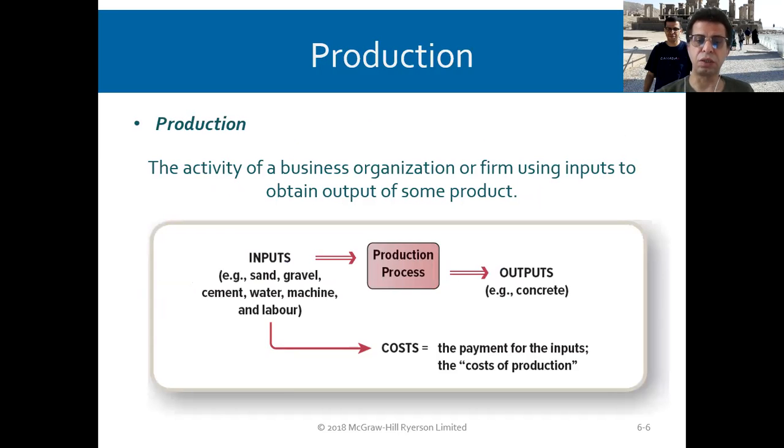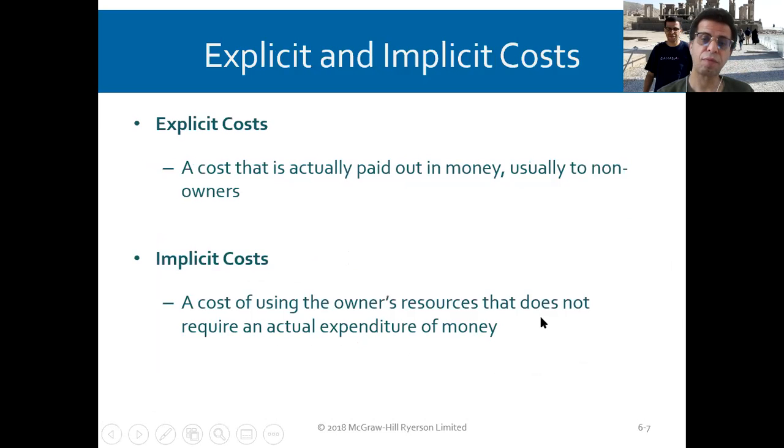So what is production? Production is the activity of a business organization or a firm using inputs to obtain output of some product. Basically, you have inputs like sand, gravel, cement, water, machines, and labor, and through the production process you end up with the output, which is concrete. But these inputs have a cost, and the payment for the inputs is called the cost of production.